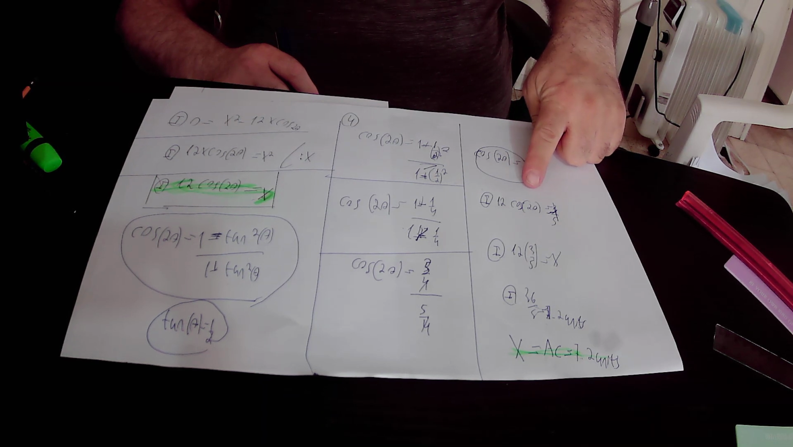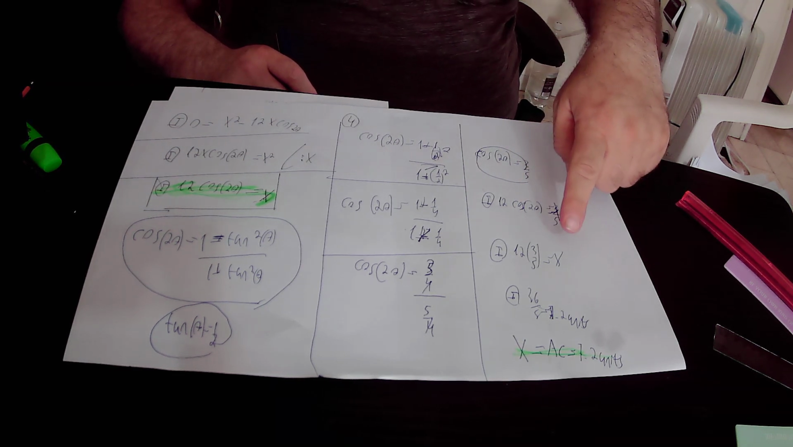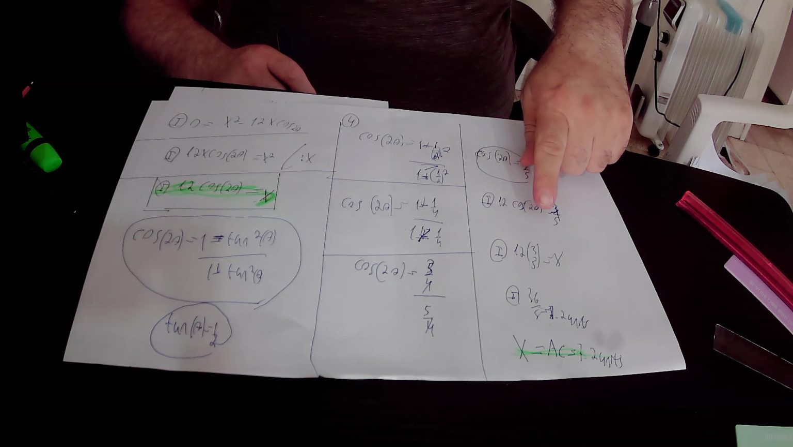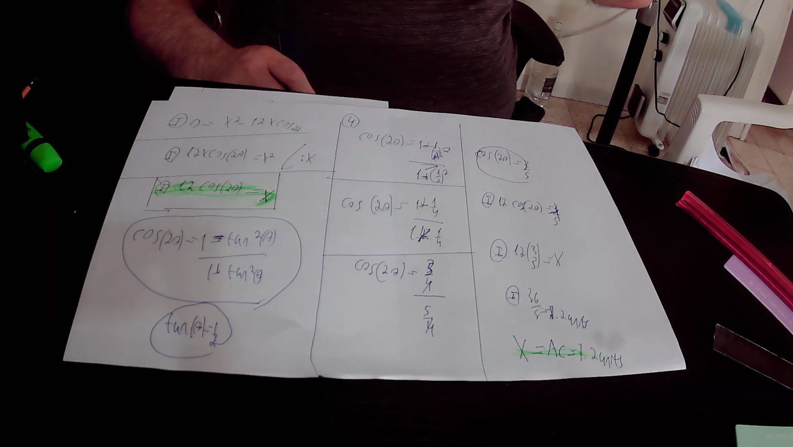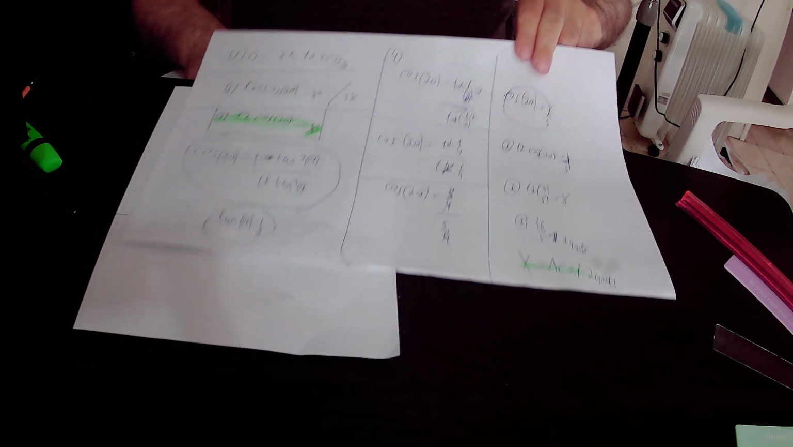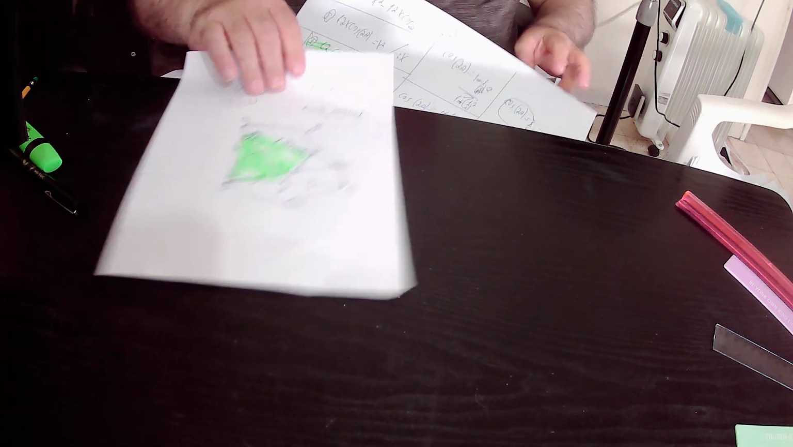Now we will substitute cosine 2 theta by 3/5, and according to equation number 1, 12 times cosine 2 theta is 3/5, and it is equal to x. So 12 times 3 is 36, so this expression equals 36 over 5, and this is the value of x. So we found that x equals 36 over 5 units, and 36 over 5 units is 7.2 units. So in conclusion, x, that is equal to AC, equals 7.2 units. We finished with the first method.